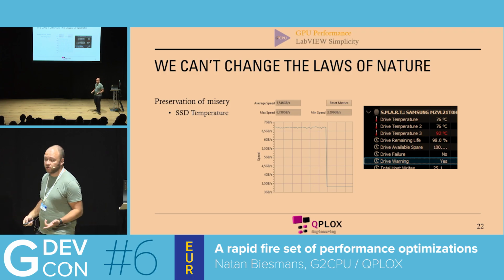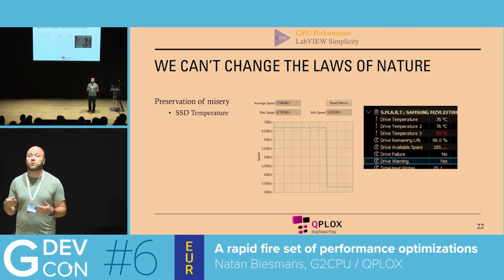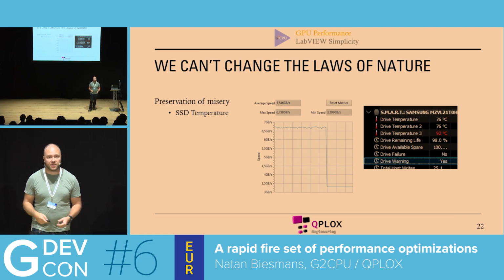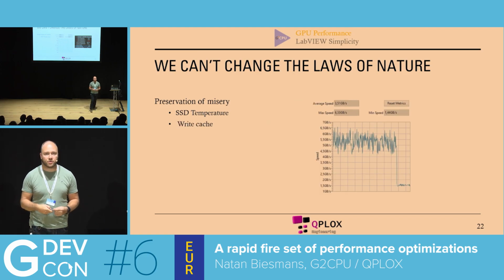It can be quite a big issue because you're expecting 7 gigabytes per second. Your customer is expecting 7 gigabytes per second, and suddenly it drops to 3.2, 3.3.